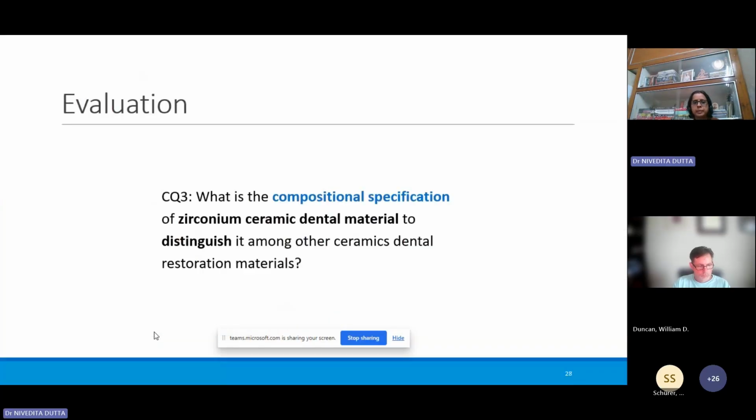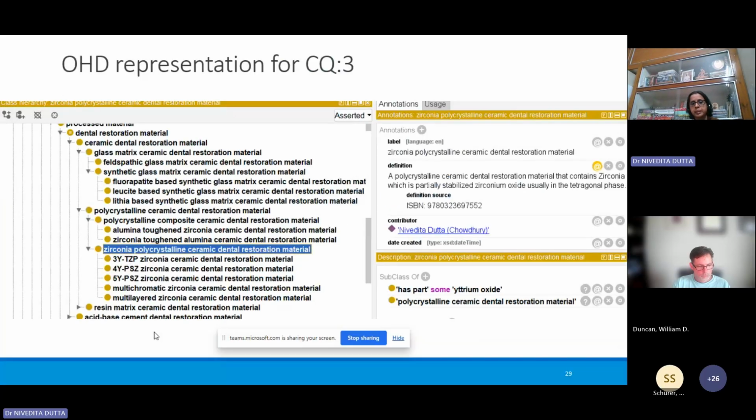And this is another competency question: what is the compositional specification of zirconia ceramic dental material to distinguish it from other ceramic dental restoration materials? So this is the detailed classification of ceramic dental restoration material. There are different types, and one is zirconia polycrystalline ceramic dental restoration material. These classifications help either narrow or broaden the search, whichever is required.